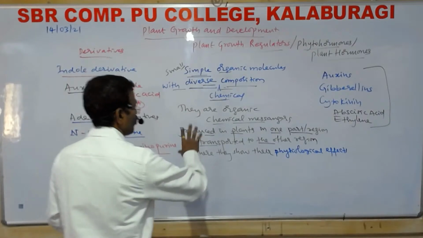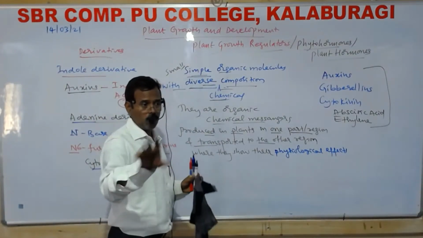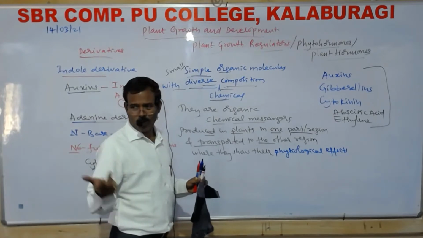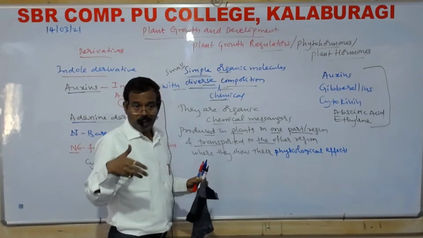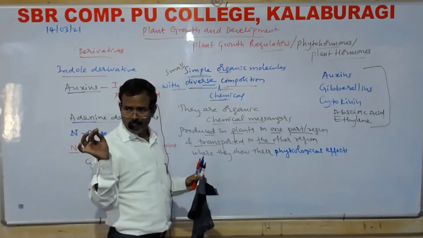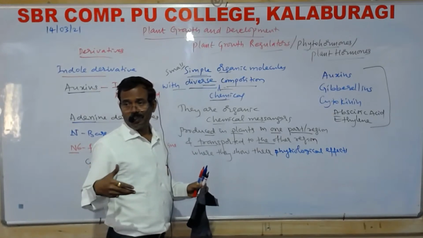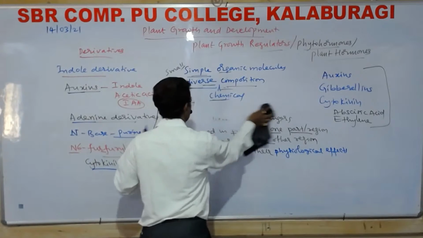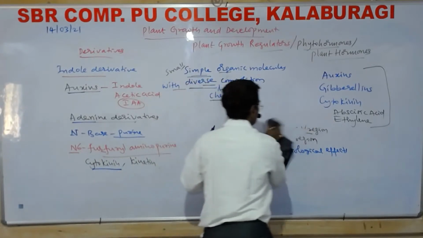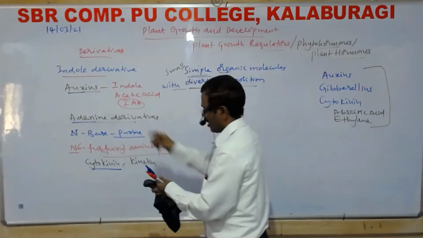These hormones are produced in very small concentration. They are very effective in small concentration itself, in molar concentration, thousandth of molar, ten-thousandth of molar. In extremely small concentration itself, they are effective and they show different physiological effects. So this is the adenine derivative.